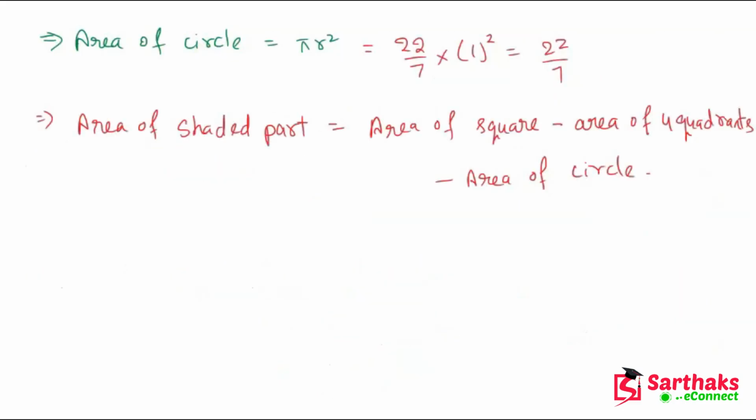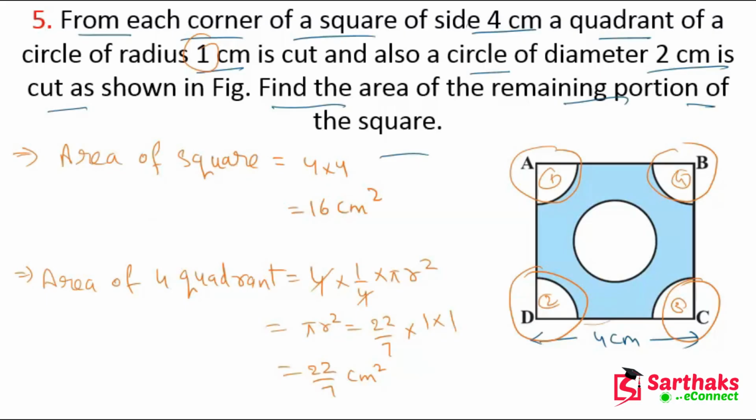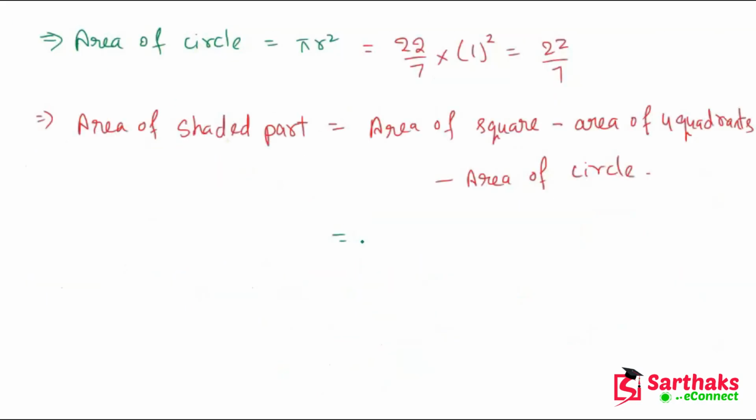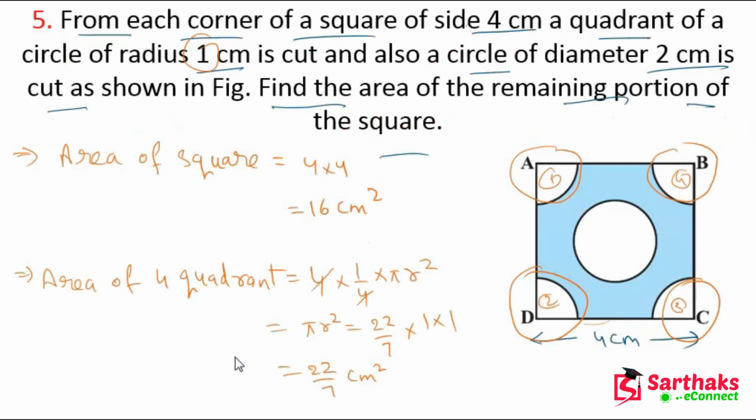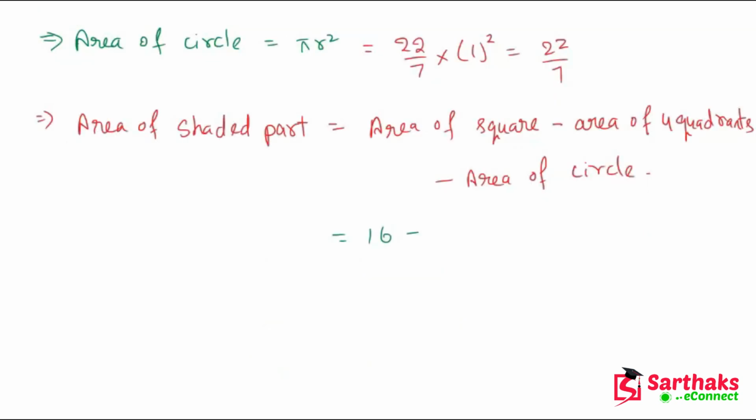Means we are talking about this circle. Got it? So what is the area of a square? The area of the square is 16, so we can write 16 minus. Now what is the area of 4 quadrants? This is 22 upon 7, this is 22 upon 7, so we write 22 upon 7 minus, similarly this is again 22 upon 7.